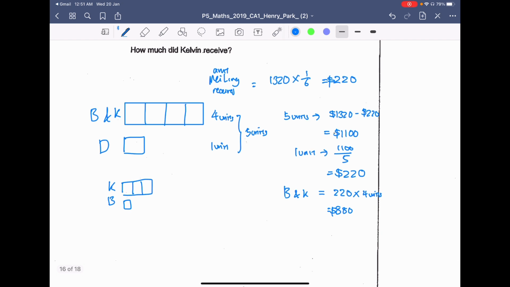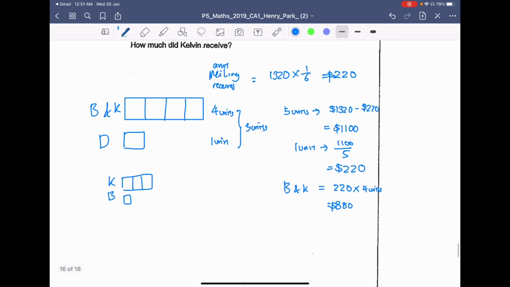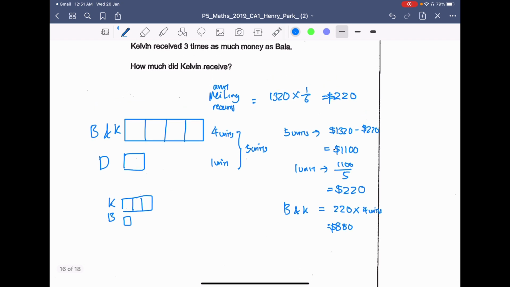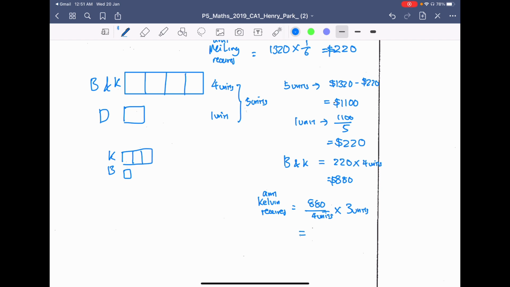Afterwards, we will look at the fourth line, which is basically Kelvin received 3 times as much money as Bala. Amount that Kelvin received is basically $880 divided by the 4 units in total times his 3 units. So 880 divided by 4 is 220. After that, you times 3, which gives you $660.